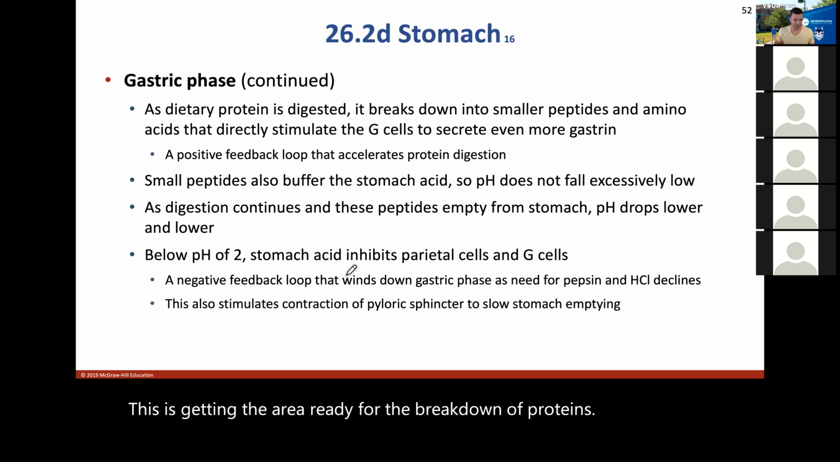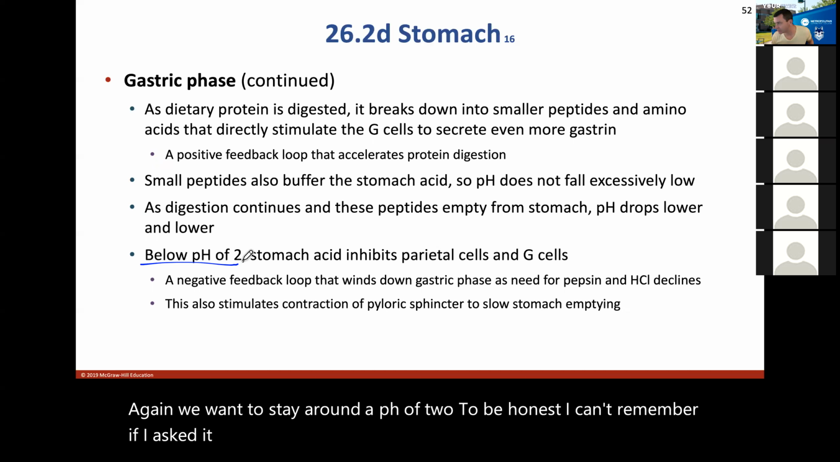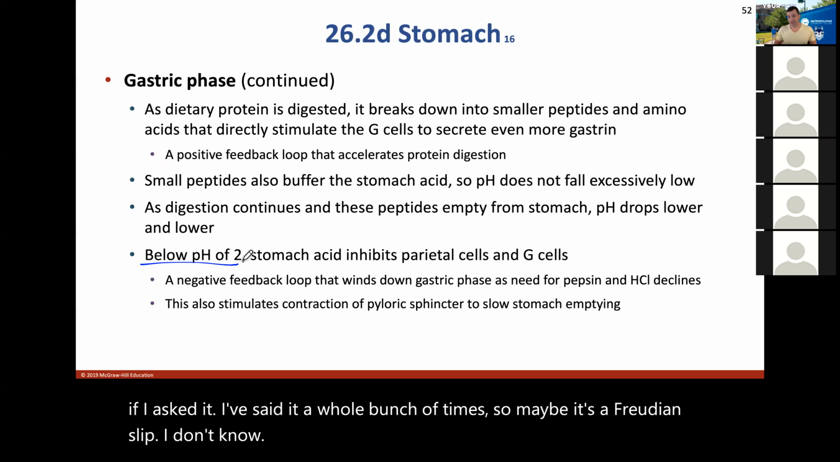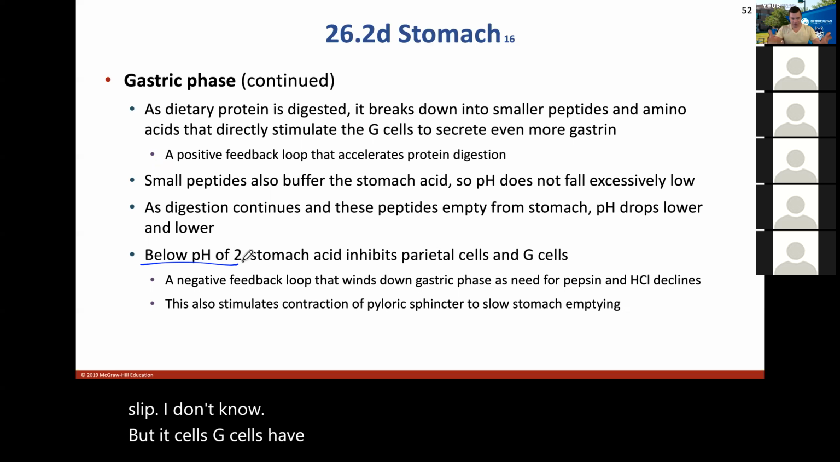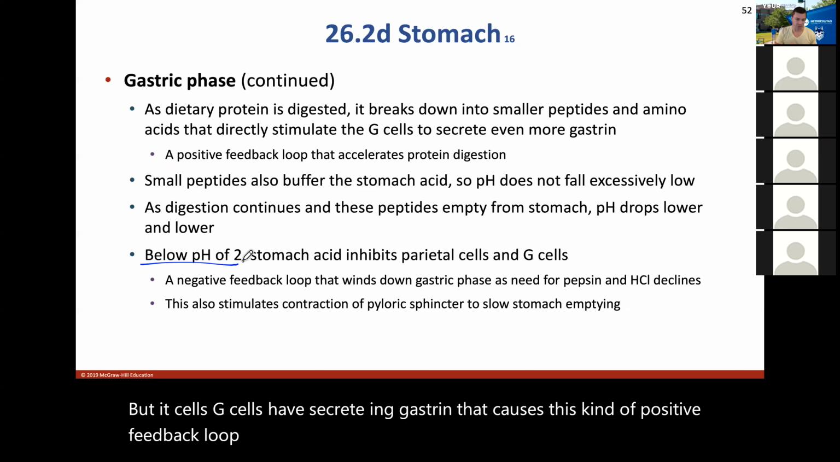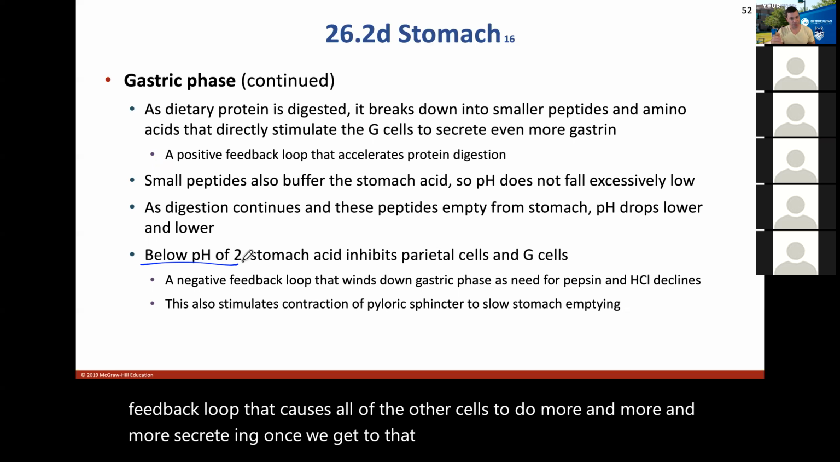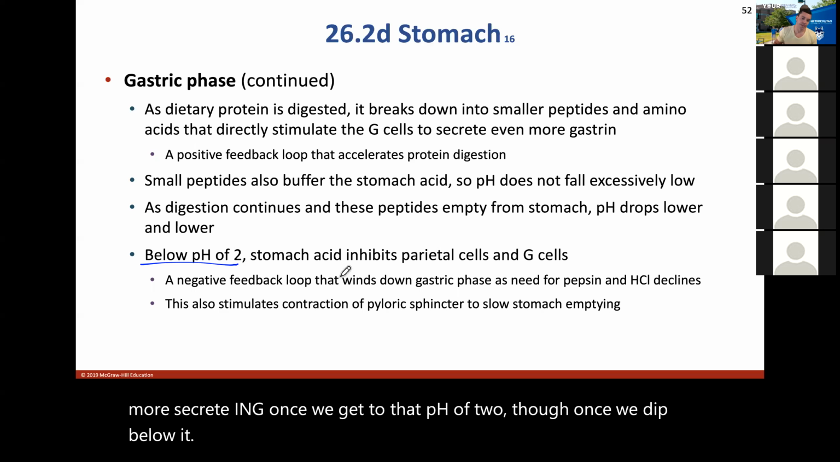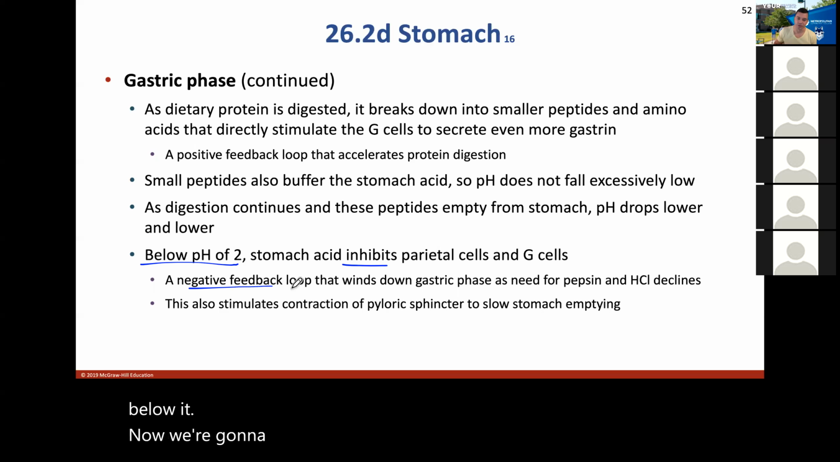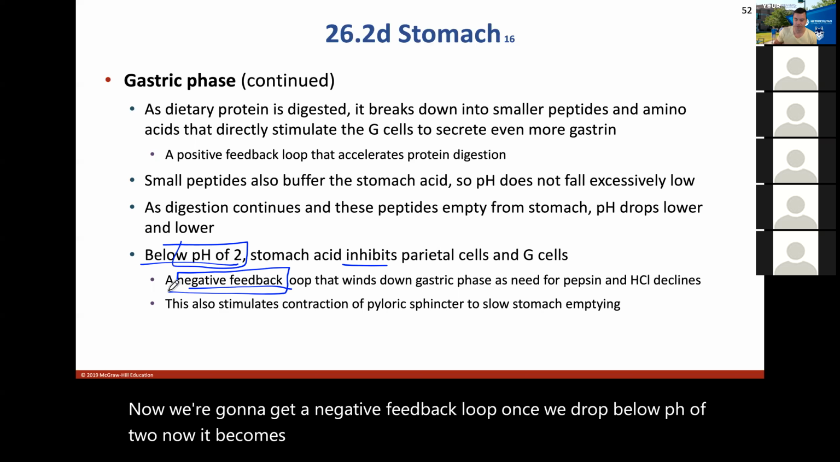Again, we want to stay around a pH of 2. To be honest, I can't remember if I asked it. I've said it a whole bunch of times, so maybe it's a Freudian slip. But it's those G cells secreting gastrin that cause this kind of positive feedback loop. That causes all of the other cells to do more and more secreting. Once we get to that pH of 2, though, once we drop below it, it becomes a negative feedback loop, and we inhibit gastrin secretion.